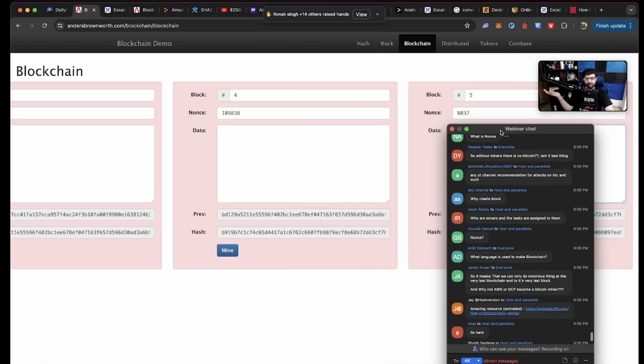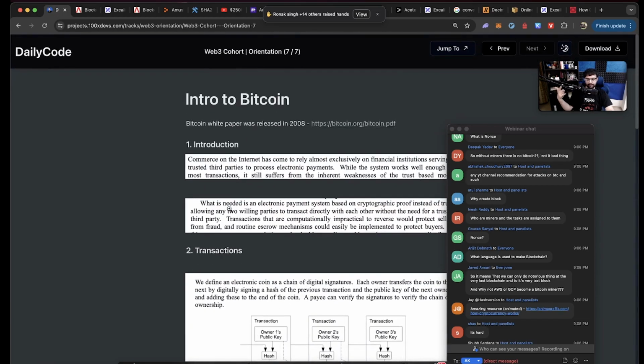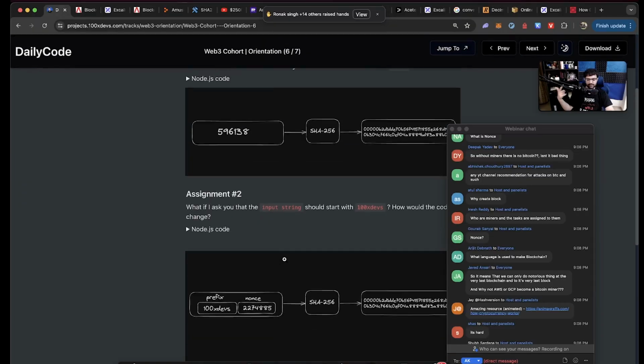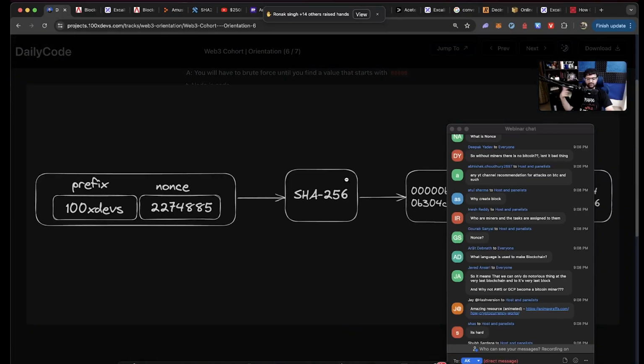Nonce is just a term for this number that you're trying to find. The number that we were writing the code for, right? This number right here that we were trying to find is usually called a nonce.